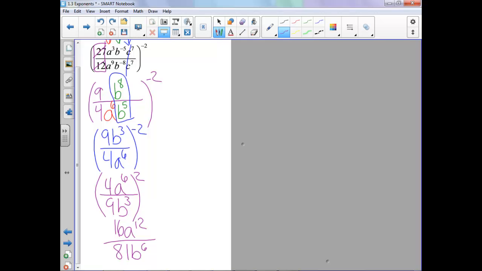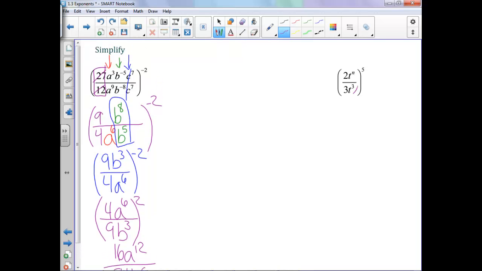So it's not too bad if we just take it piece by piece. Our t's, we can simplify. Remember, we subtract our exponents. So I'll have 2t to the n minus 3, all over 3. Now all of this is to the 5th power. So now everything is to the 5th power. 2 to the 5th power is 32. And let's take care of this 3 to the 5th power as well. That gives us 243.